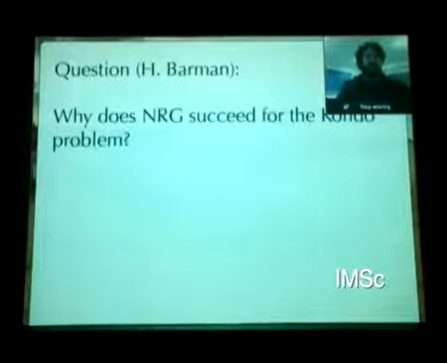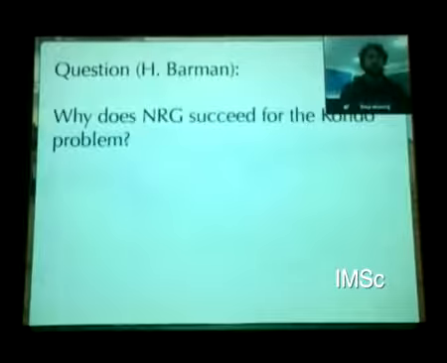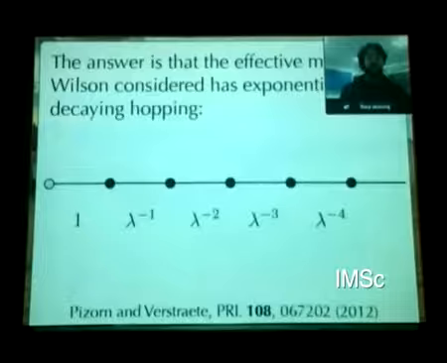The first one is, why does this numerical renormalization group method that Ken Wilson first used succeed for the Kondo problem if it has this issue about treating boundary conditions too crudely? So it does have that issue, and so this slide is supposed to show you why it succeeds.